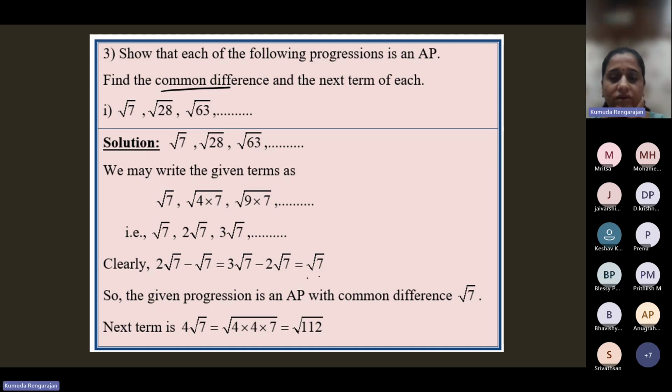Common difference is root 7. And the next term after 3 root 7 will be 4 root 7. This is a mixed surd. But in the question, the terms are pure surds. So this is how you write 4 root 7 as a pure surd. When you take 4 under the square root, you'll have to write it 2 times. The square root of 112 is the next term.